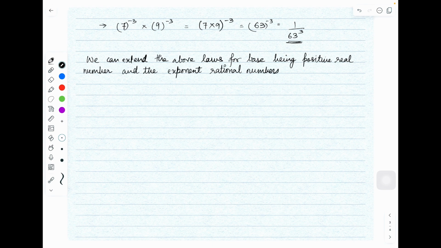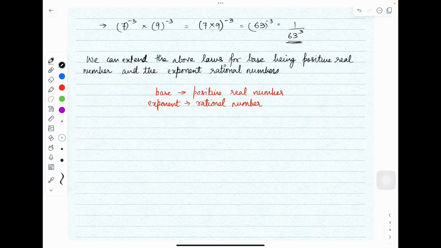See, I have said that a, b, m and n were positive numbers. Then I shifted to m and n being negative numbers. Then also the rules apply. Now what I am doing is I am making the base a positive real number. Okay, positive real number. Exponent is only a rational number. Understood? Irrational numbers will also come, but that is outside the scope.